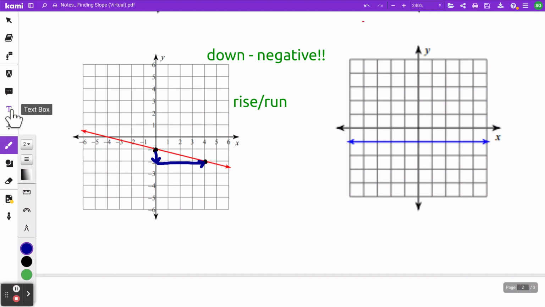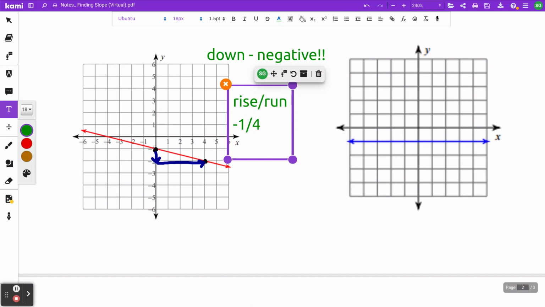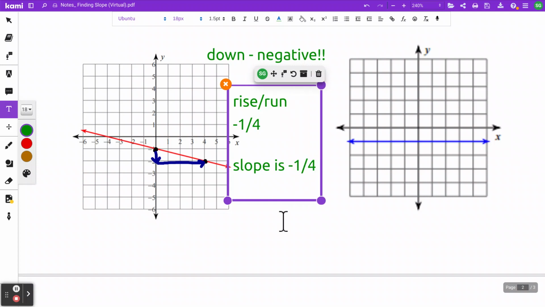Again, making that triangle can make your life a lot easier. So my rise over run, I said I'm going down 1 box and over 4 boxes. So again, that is a fraction. I can't simplify, I can't divide. I'm just going to say the slope is negative 1/4.